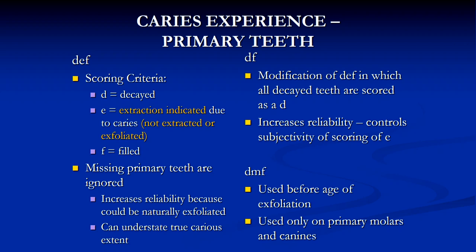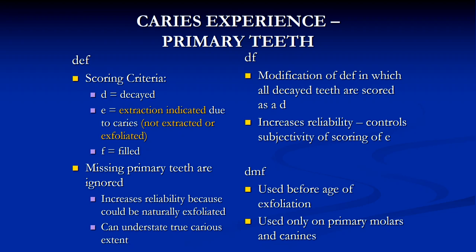But the E is different. So notice in the adult DMFT or DMFS, we have the M, and that's missing due to caries. The big difference between adults and kiddos is that we don't have the missing section for the DEF or the DF. It's an E, actually. So basically, the E means extraction is indicated due to caries. It doesn't mean that it's already been extracted, and it doesn't mean that it's already been exfoliated.